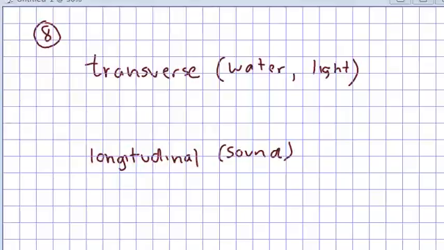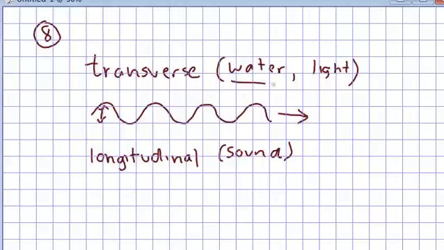Question 8 asks you to identify the differences between a transverse and a longitudinal wave. Recall that a transverse wave is the kind that most people think of when they think of waves. It's the kind that goes up and down. Notice that the vibration is up and down, but the direction of travel is sideways. What kind of things are transverse waves? Like water waves, light waves, and a bunch of others.